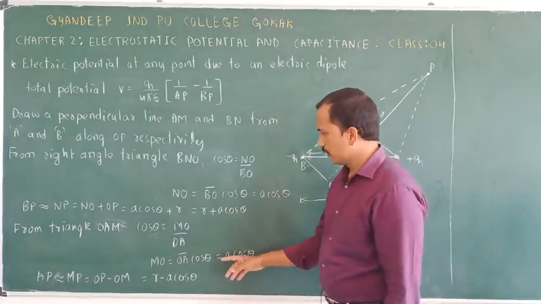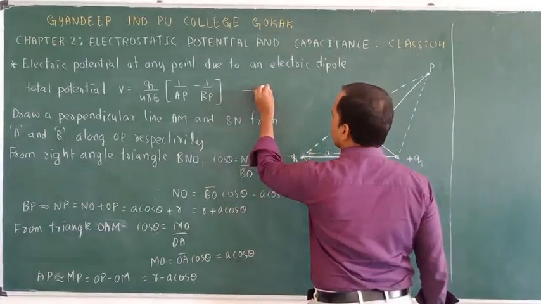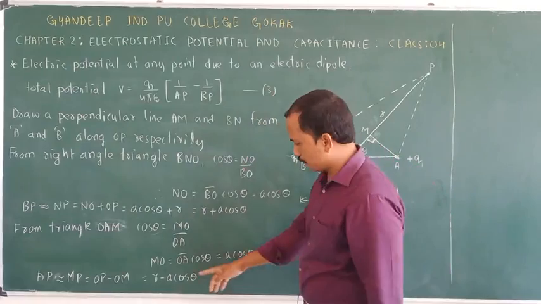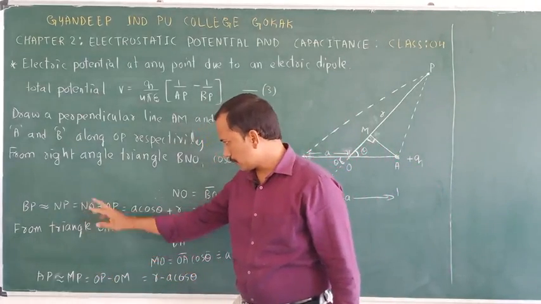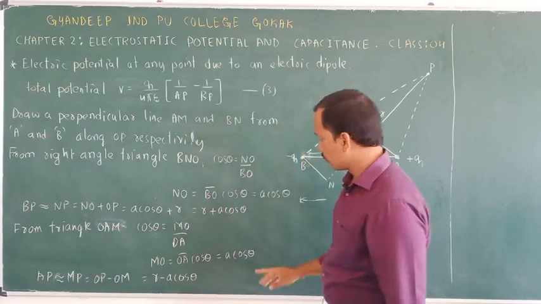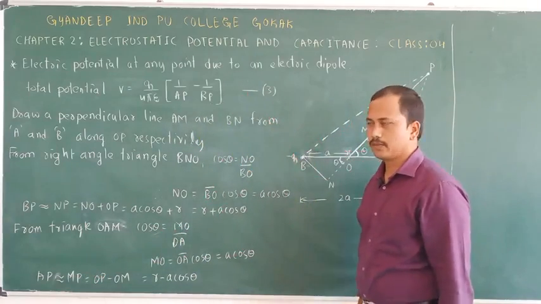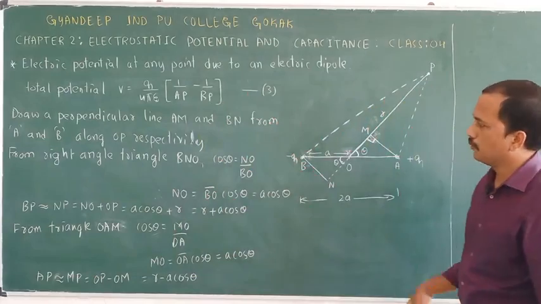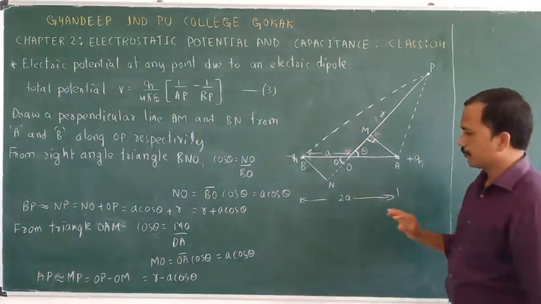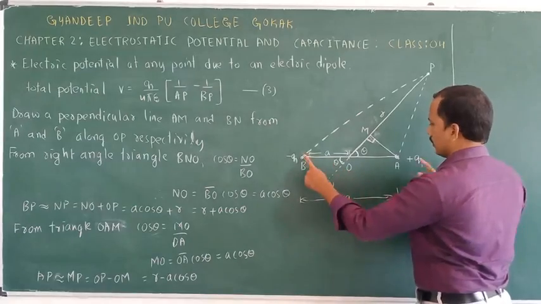So therefore, substitute the values of AP and BP in equation number 3, and easily you can find the value of potential. Okay, this is clear.